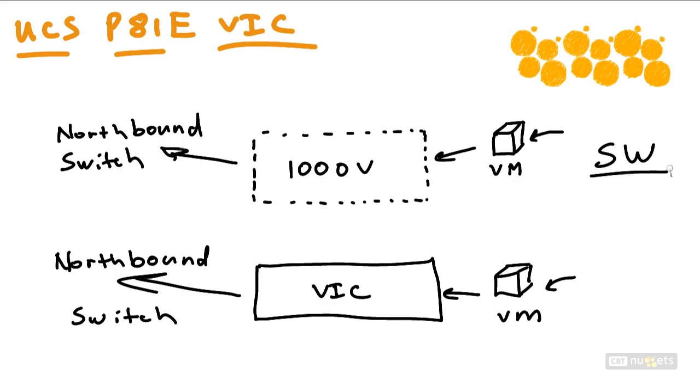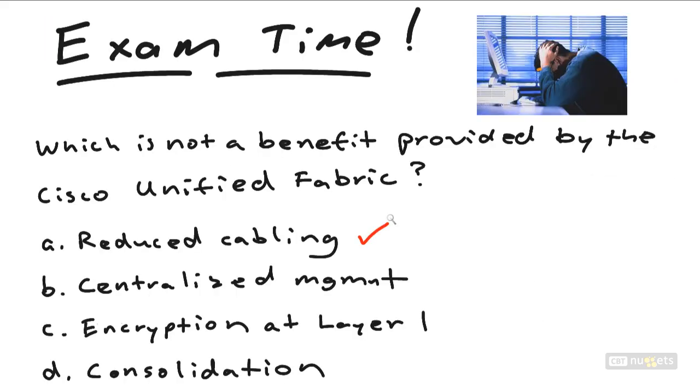That's a true benefit provided by Unified Fabric. But we're looking for what is not a benefit. Be sure to read very carefully in your exam environment. Centralized management. That sounds good to me. That would be a benefit. Encryption at layer 1. I don't think we've talked about that capability thanks to Unified Fabric, but let's check D. Consolidation. Yeah, of course, specifically consolidation of LAN and SAN I/O in one unified infrastructure. So, the correct answer, not a benefit provided by the Unified Fabric, encryption at layer 1.